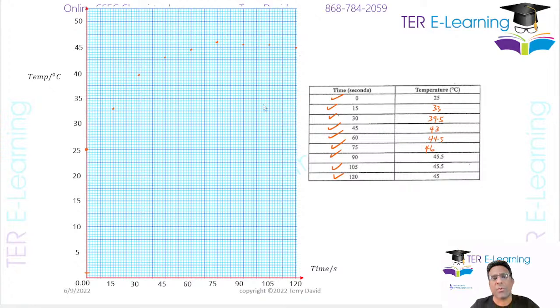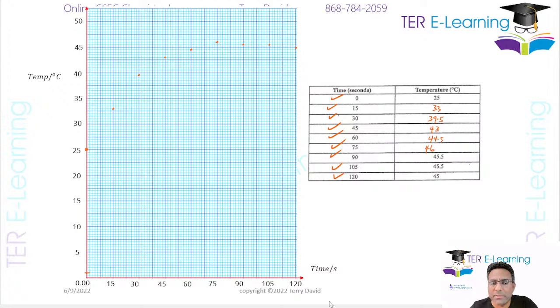So what they want me to draw now is a curve. Normally when we do a thermometric titration, but this is not a thermometric titration. What this is, we are reacting a metal with an acid. That's all we do.